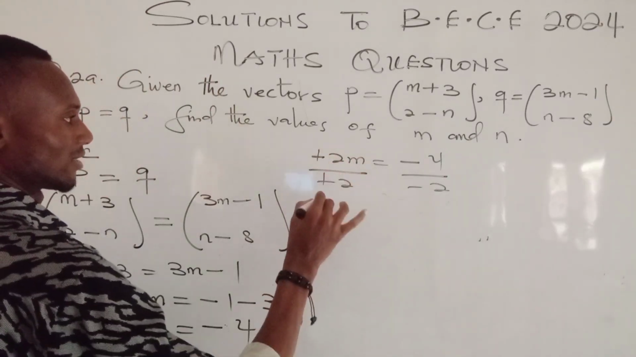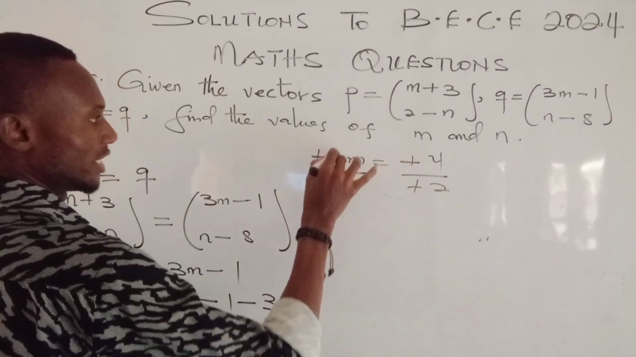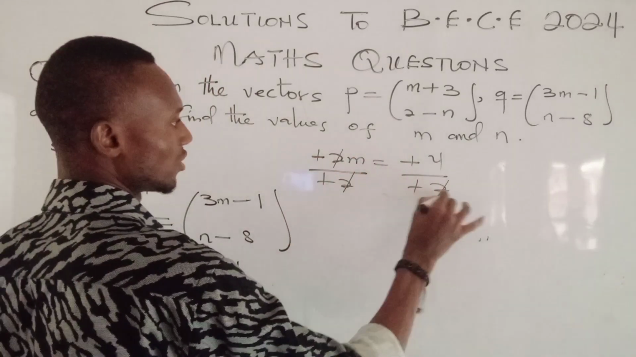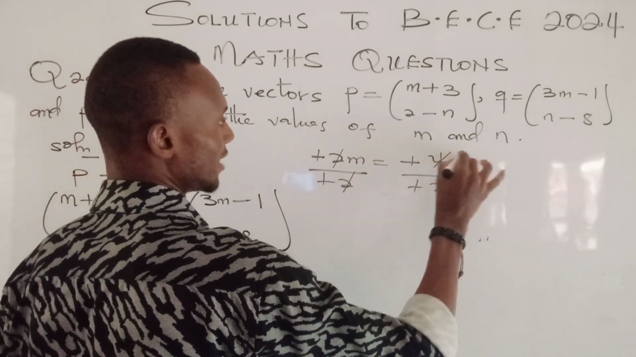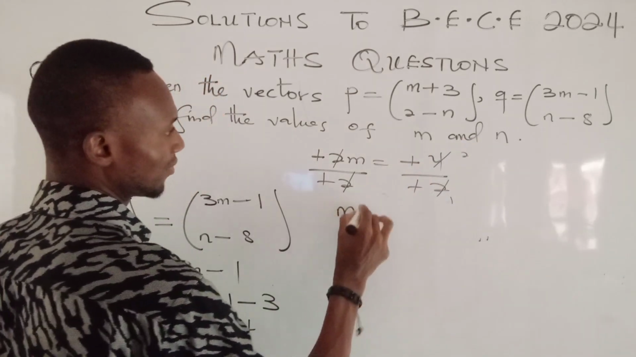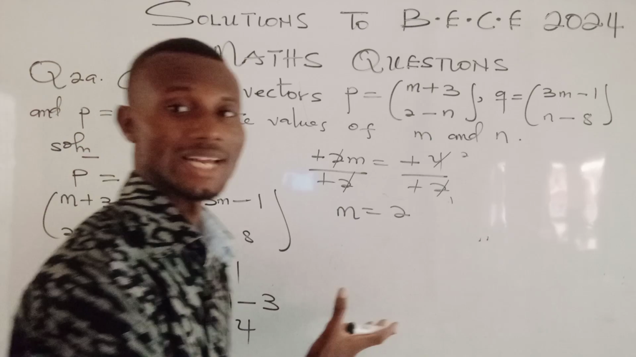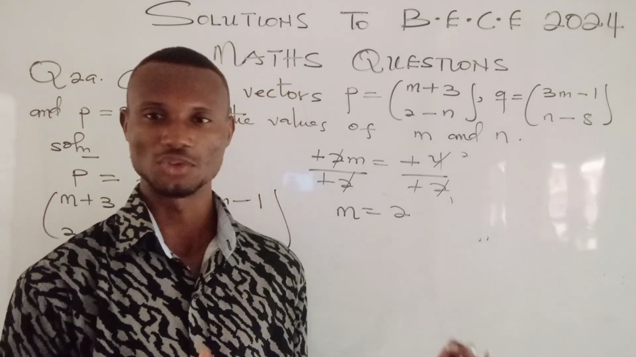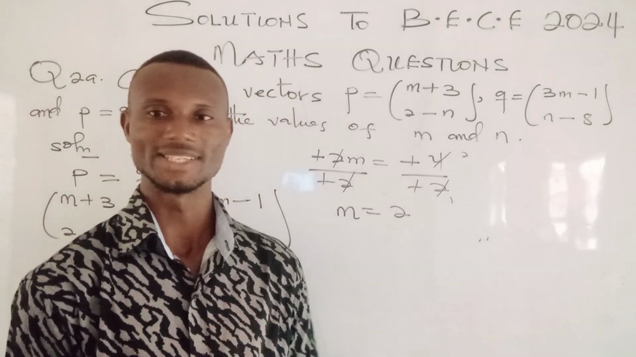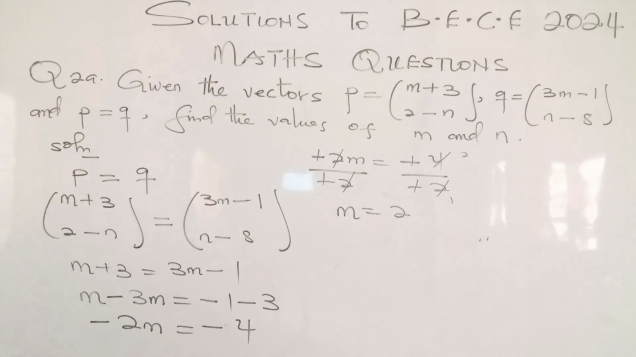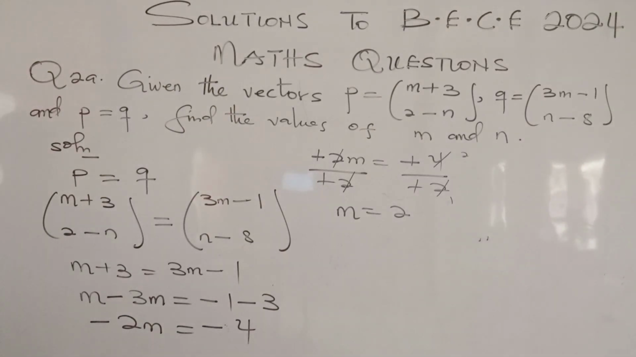The negatives cancel away. So this 2 and this 2 will cancel. 2 goes into 2 once, and 2 goes into 4 twice. So my m equals 2. That's the value of m. m is equal to 2, and I hope you understood it. Let's go ahead and solve for the value of n also. So I'll create the values at the bottom as well.